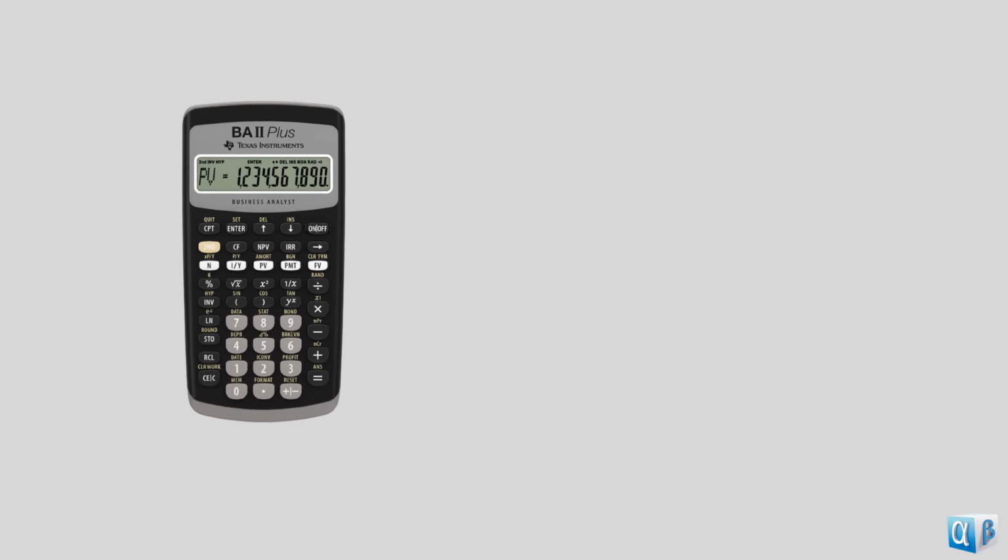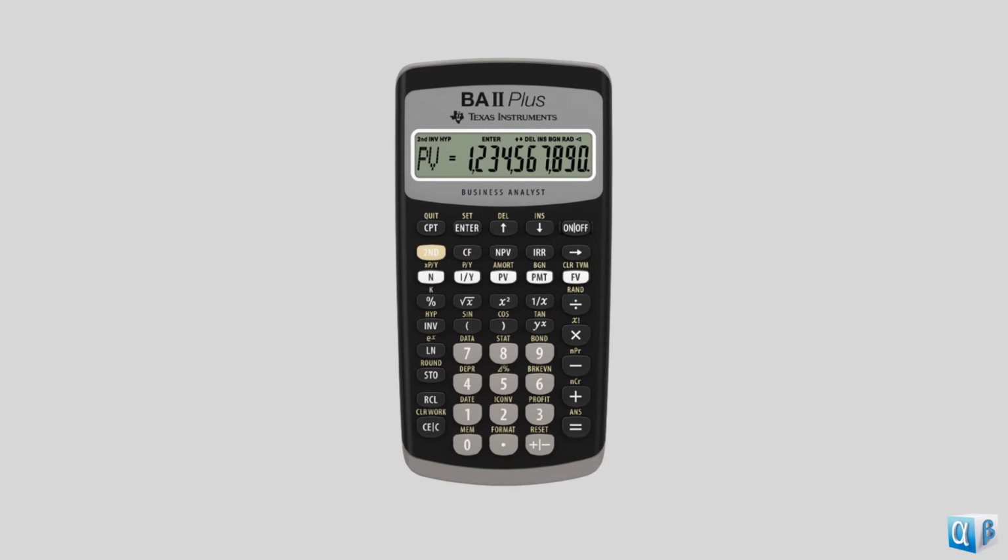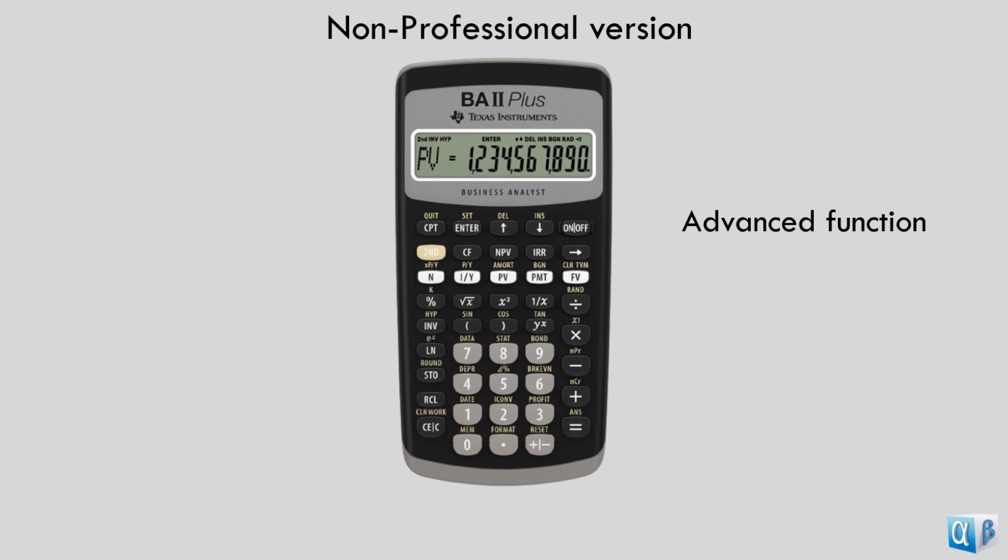Most students, in my experience, what I've seen, use the non-professional version, and even the advanced function that is not available can be very easily calculated with just a step or two with the non-professional calculator as well. So my recommendation, use the non-professional version, absolutely not a problem. In a ballpark figure, I could say 90% students would be using the non-professional version of Texas Instrument BA2 Plus calculator.